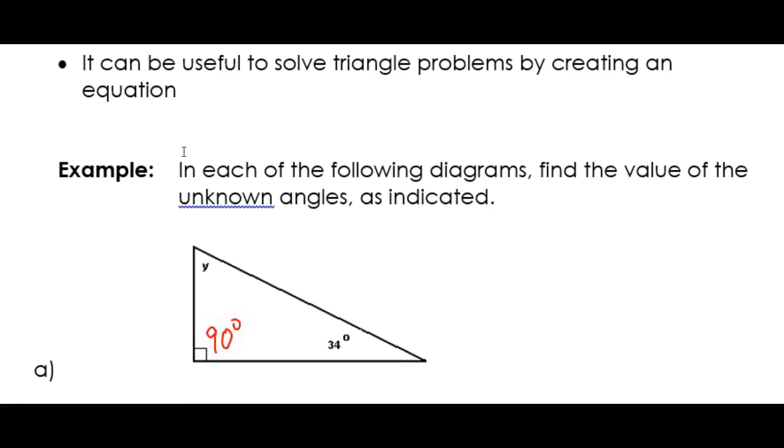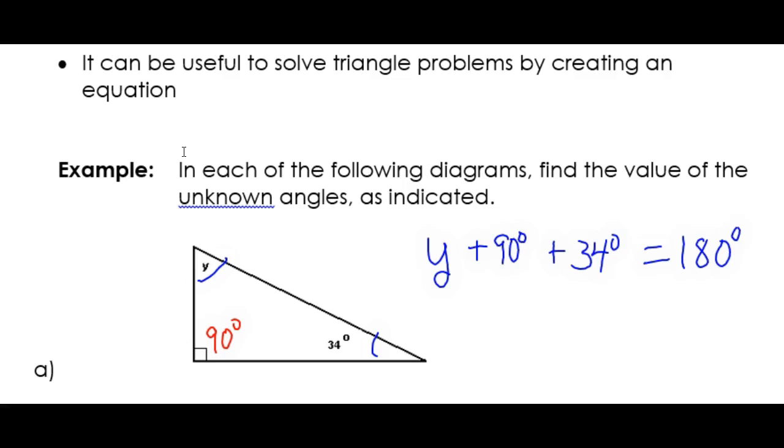So I know that all of the angles, this angle, my right angle, and the unknown angle y, because it's a triangle, they all have to add up to 180 degrees. So I'm going to put my 180 degrees on one side of the equation, and then I'm going to write an expression to solve for y. So I know that y plus my 90 degrees plus my 34 degrees should all add up to 180 degrees.